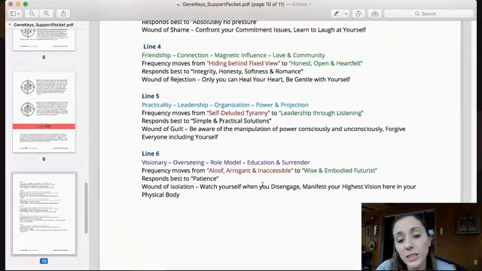Watch yourself when you disengage. Manifest your highest vision here in your physical body. Because what you're doing is you're bringing a piece of the future here. And so you need to ask yourself, where am I leaving my body to go get this information or live in the future? Because you are seeing not utopia, but you are seeing what the future can look like for us.